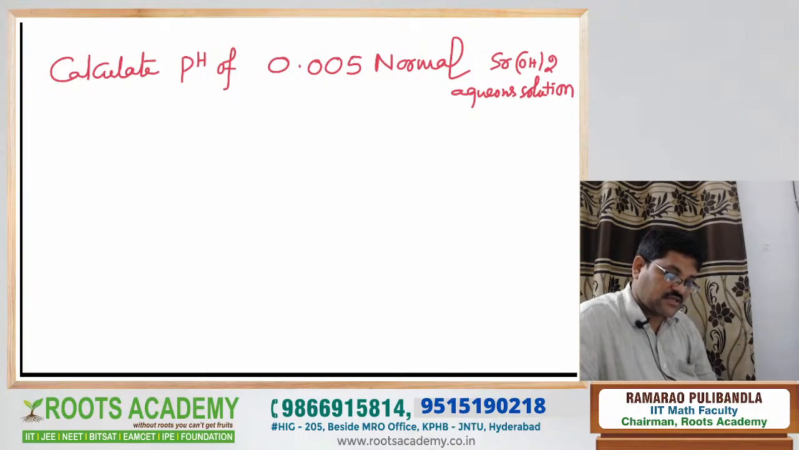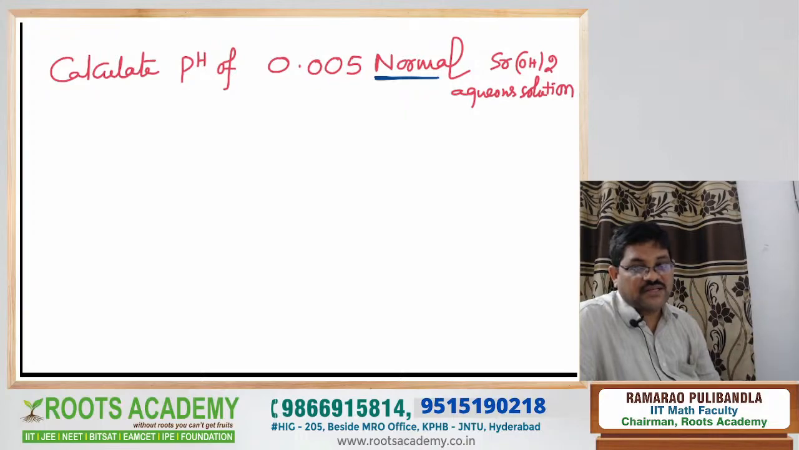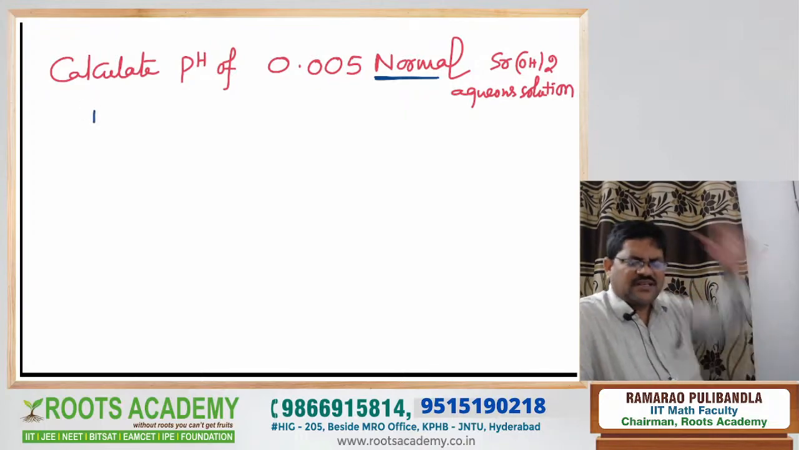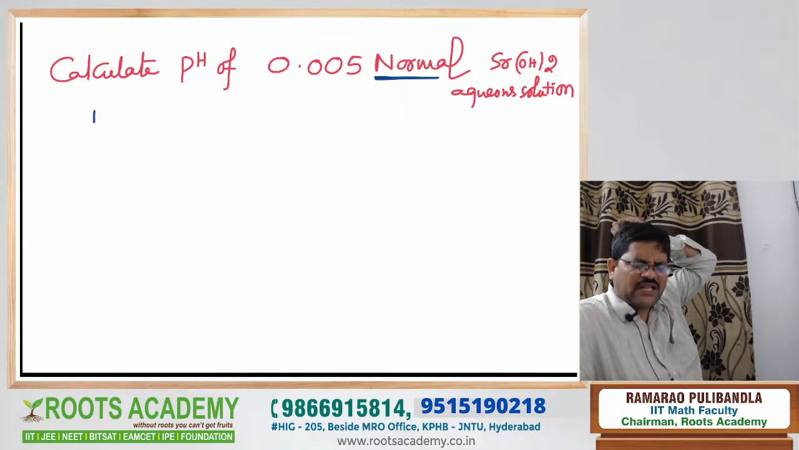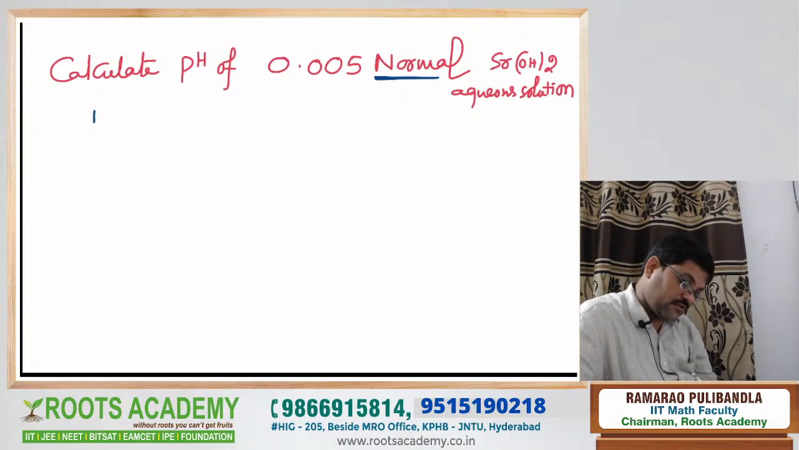Now regarding this concept, we write like this. Here normality is given. Tell me what is given, students? Normality is given. Now, if normality is given, no need to convert into molarity. Therefore, normality of the strontium hydroxide is equal to, what do you write? 5 into 10 power minus 3.